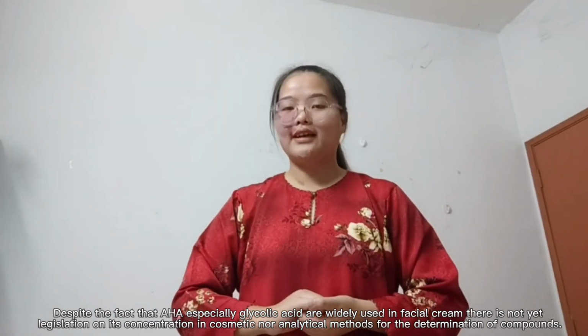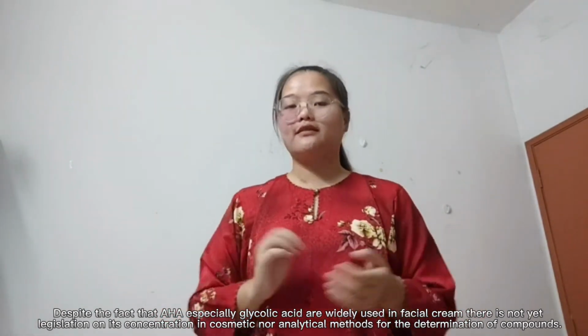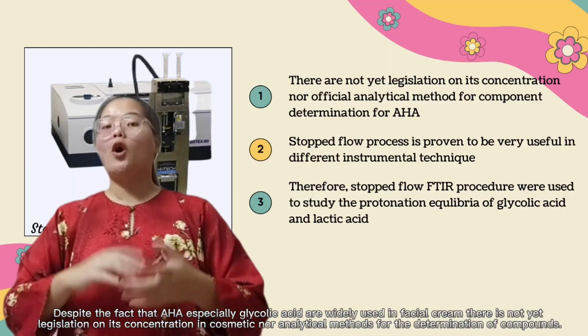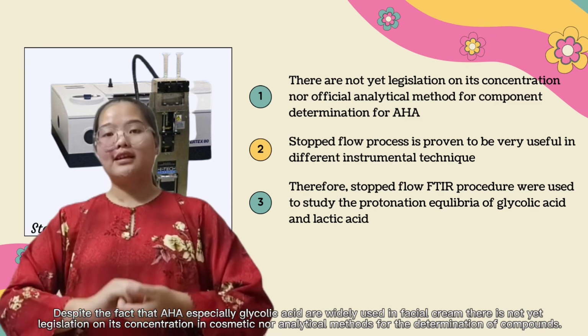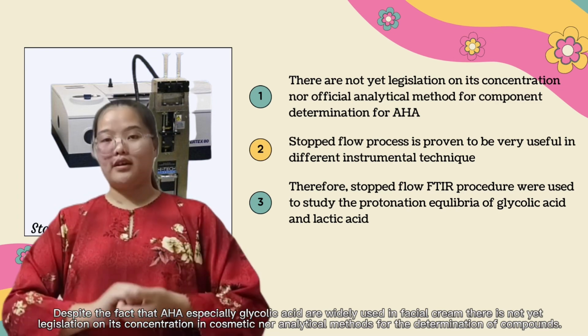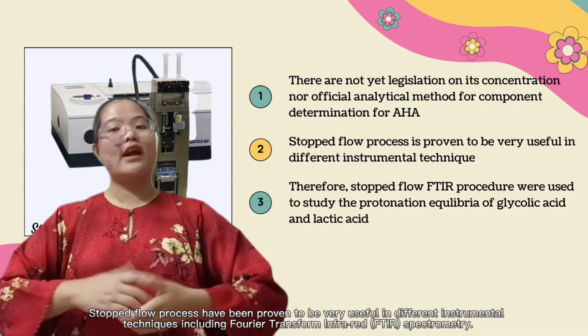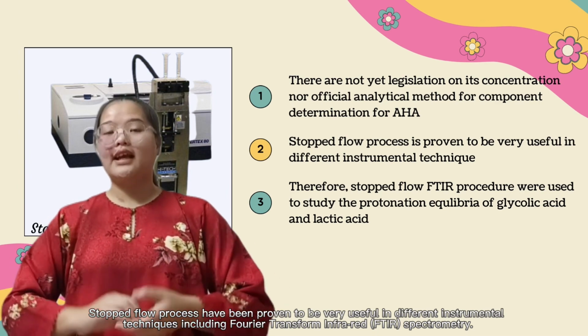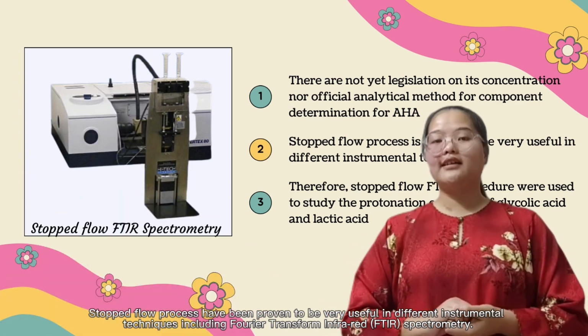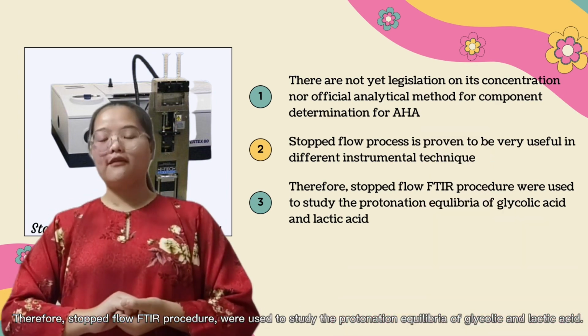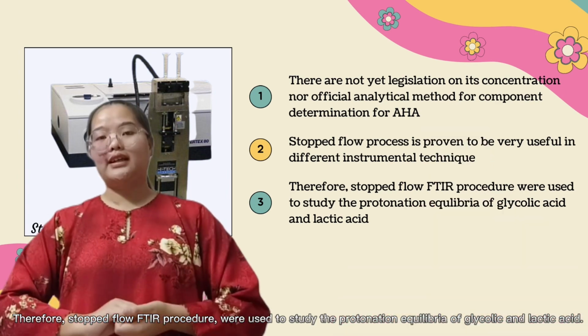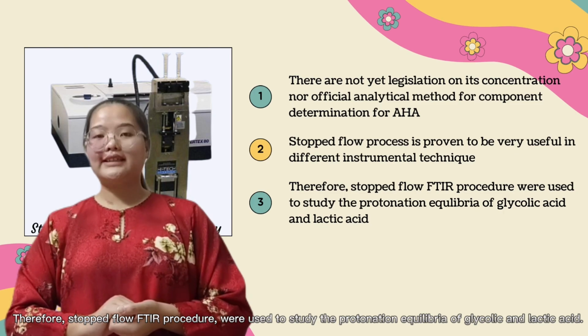Despite the fact that AHAs, especially glycolic acid, are widely used in facial creams, there is not yet legislation on their concentration in cosmetics, nor analytical methods for the determination of the compounds. Stopped flow processes have been proven to be very useful in different instrumental techniques, including Fourier transform infrared spectrometry. Therefore, stopped flow FTIR procedure was used to study the protonation equilibria of glycolic acid and lactic acid.